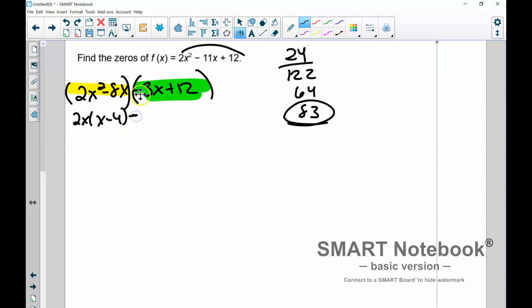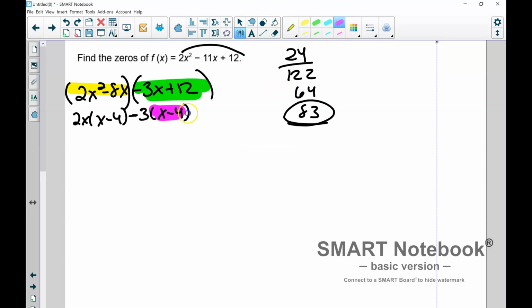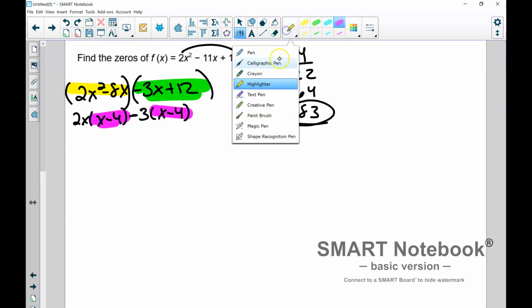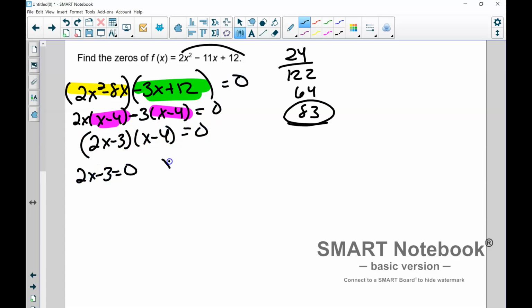Now remember if there's a negative here, you're always taking it out. GCF the 3x and the 12 is the 3. These two will always be the same. This one and this one will always be the same. So this is 2x minus 3 times x minus 4. Now all of this is equal to 0. So I have 2x minus 3 is equal to 0, and x minus 4 is equal to 0. So when I solve for x, I get x is equal to 3/2, and x is equal to 4.